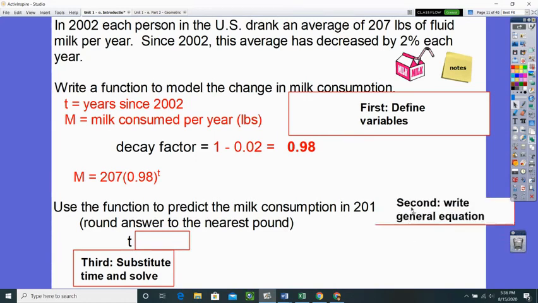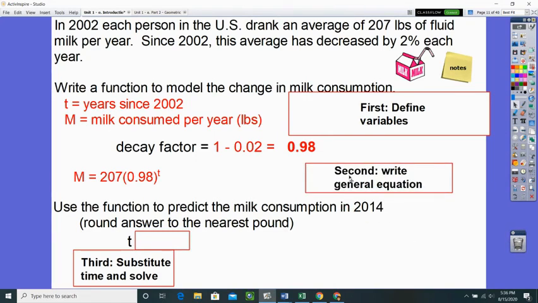That's the second step. Finally, use that function to predict the milk consumption in 2014. Now, we're not just going to slap a 2014 in for T. We need the number of years since 2002. So from 2002 to 2014, how many years have gone by? So our T is going to be 12. So now I go back to this, and I substitute 12 in for T.